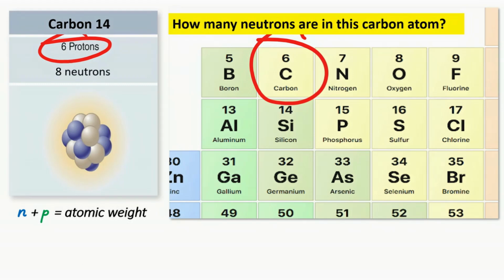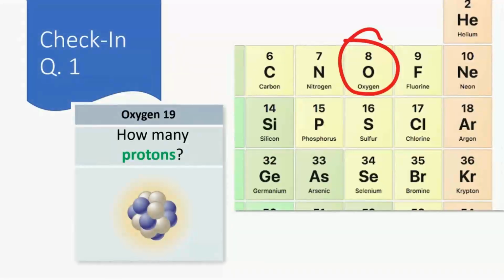Does that make sense? So now let's have you try one of these problems on your own for your very first check-in for this lesson, okay? So check-in number 1, I want you to go ahead and tell me how many protons would be in an oxygen-19 atom, right? And I've circled the oxygen element for you on this part of the periodic table. Check-in number 2, now that you've told me the number of protons, how many neutrons would be in this oxygen-19 atom?